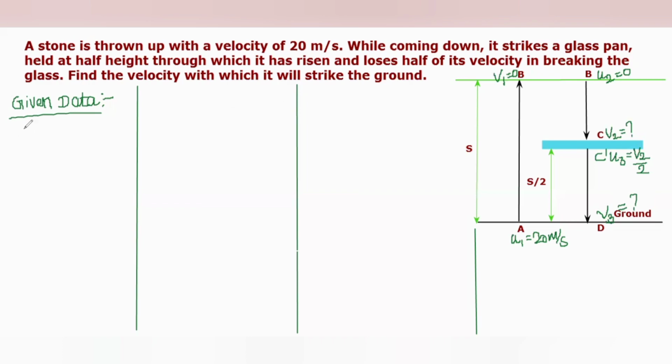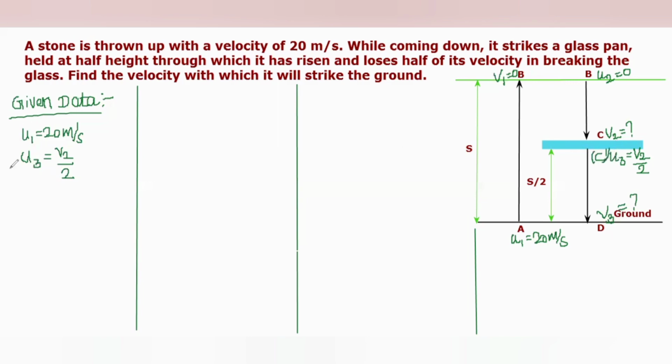It's simple data that is in the first segment. We can take the initial velocity U1, that is 20 meters per second. And then we know that U3 is half of the value of the velocity while it breaks the glass window. U3 is the velocity of the stone after breaking the glass and leaving from the glass pane at this point C dash. Okay, at the point C dash.